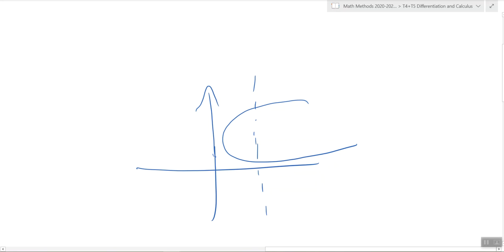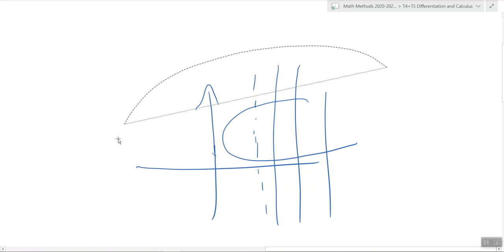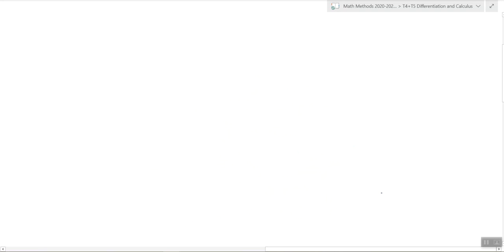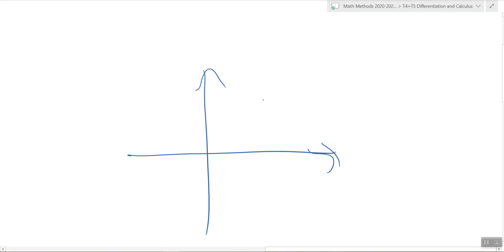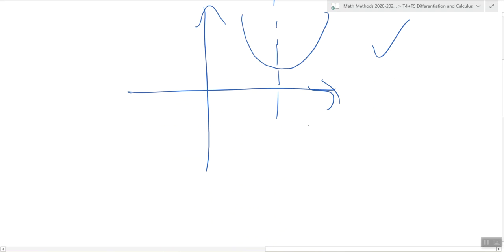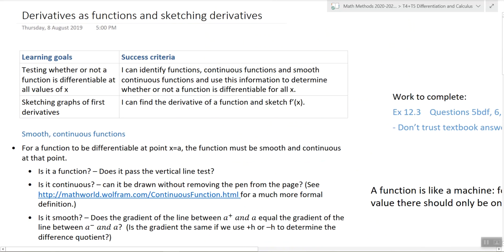Is it clear? So it's all about the vertical line test. If you do the vertical line test at any point on the function, and you find that there's more than one y value, then it's not a function. So this one is a function because there's only one y. This one here, do the vertical line test, it's not a function. Okay? So we're thinking about, is a function differentiable at a point? So first of all, is it actually a function, vertical line test?